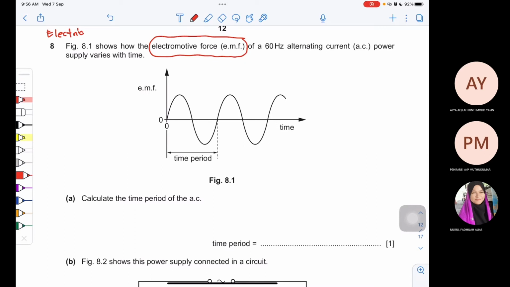Okay. Now, dia kata this is AC. AC. What is AC? Alternating. Dia alternate positive, negative. Positive, negative. Okay. Calculate the time period. So, you kena tahulah. Okay, dia bagi soalan lah. Senang pula soalan ni. Dia kata time period. So, this is the period. Okay. But now, dia nak what's the value? Okay. So, how do you get this value?